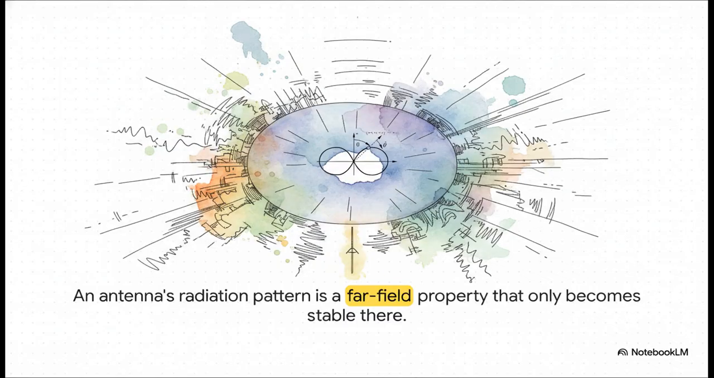And this right here, this visual, is so important. It illustrates a critical point. An antenna's gain and its radiation pattern, those are strictly far-field properties. This classic donut shape that we all know for a dipole, it doesn't even exist up close in that chaotic near field. It only takes shape once the wave stabilizes way out here.